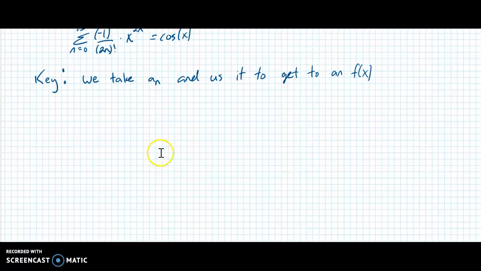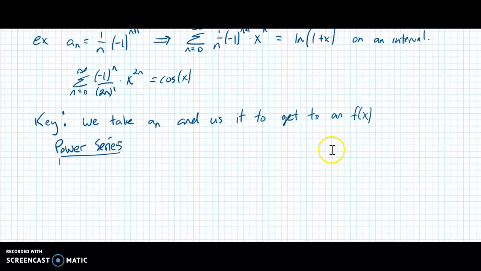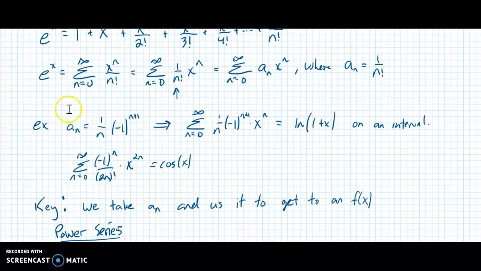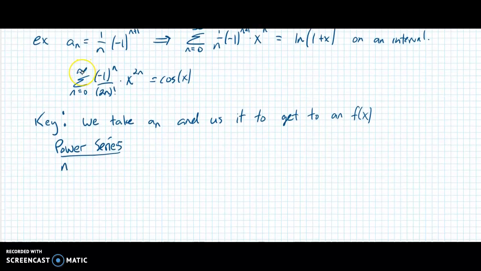So here's what I'm going to do. I'm going to write some things. Those are called power series. We talk about them as Taylor series a lot, but power series is a more general term. So a power series, what is it? Well, one thing it has is n from 0 to infinity, so it has n, and it goes 0, 1, 2, 3, up to infinity.